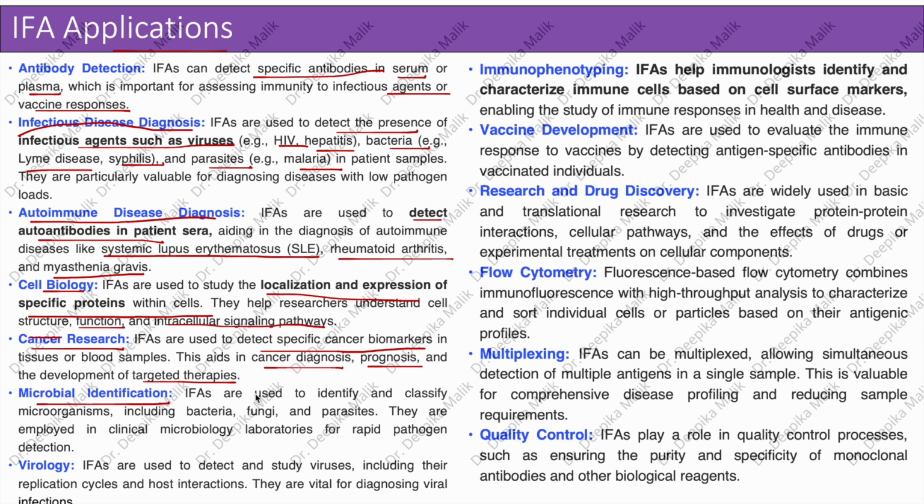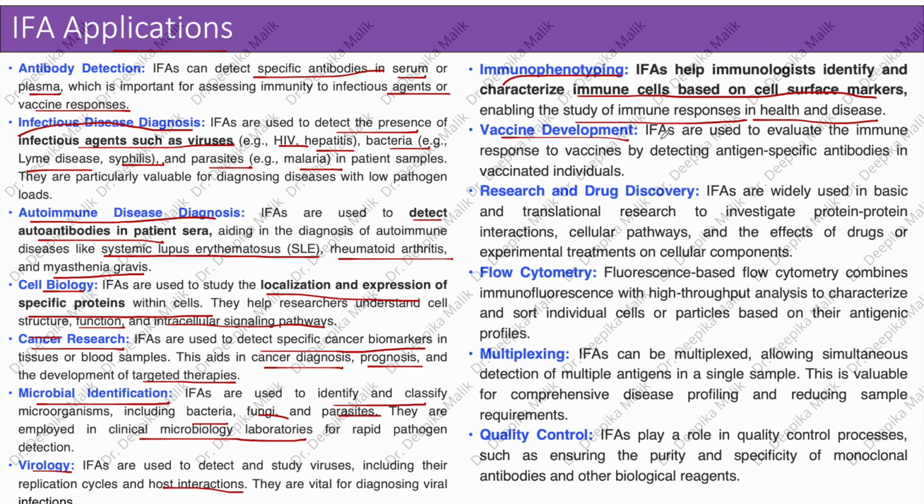Microbial identification. They are used to identify and classify microorganisms, including bacteria, fungi, and parasites. They are employed in clinical microbiology laboratories for rapid pathogen detection. Virology. They are used to detect and study viruses, including their replication cycles and host interactions. They are vital for diagnosing viral infections. Immunophenotyping. Immunofluorescent assays help immunologists identify and characterize immune cells based on cell surface markers, enabling the study of immune responses in health and disease.